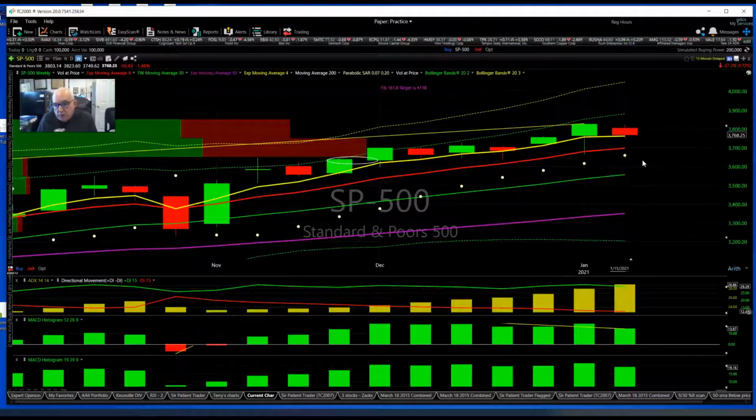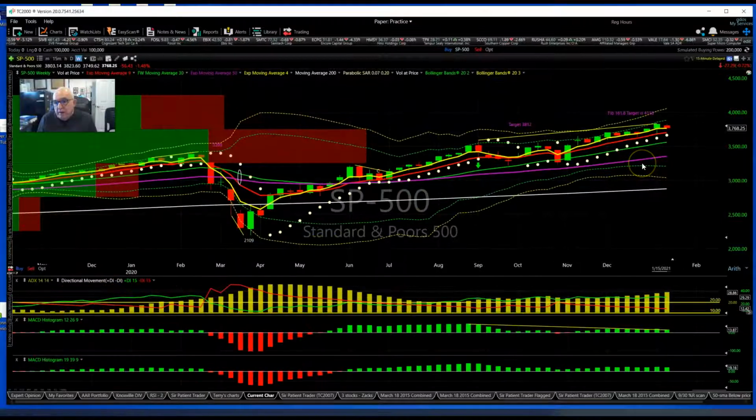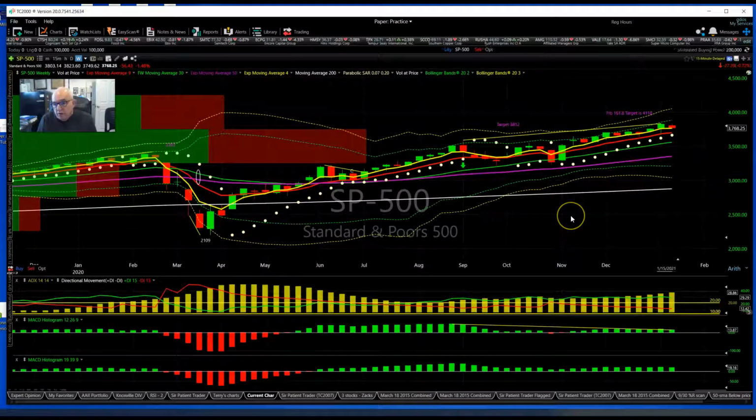So there was a bit of a tug of war. If you ask what I think right here, I think we go higher. I think this is a weekly chart that's telling us the trend is still up. Let's go down to the directional movement index, ADX, okay?